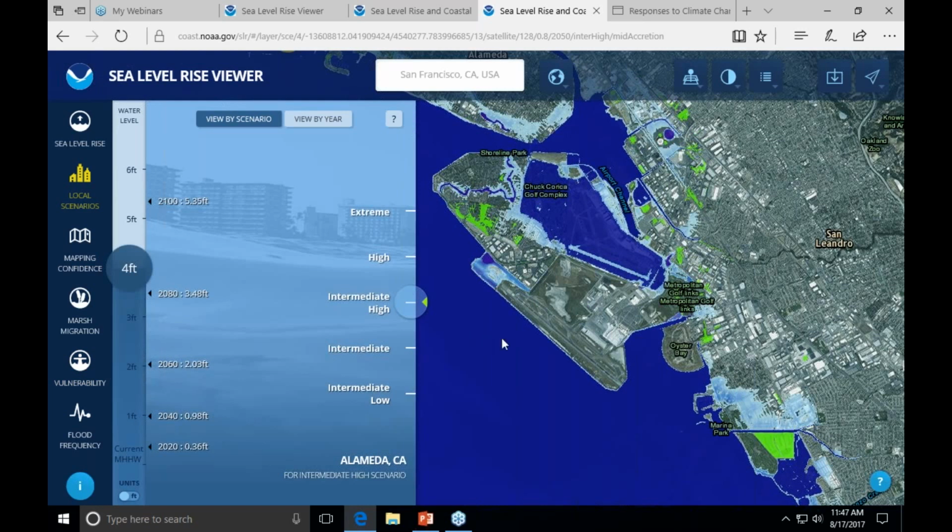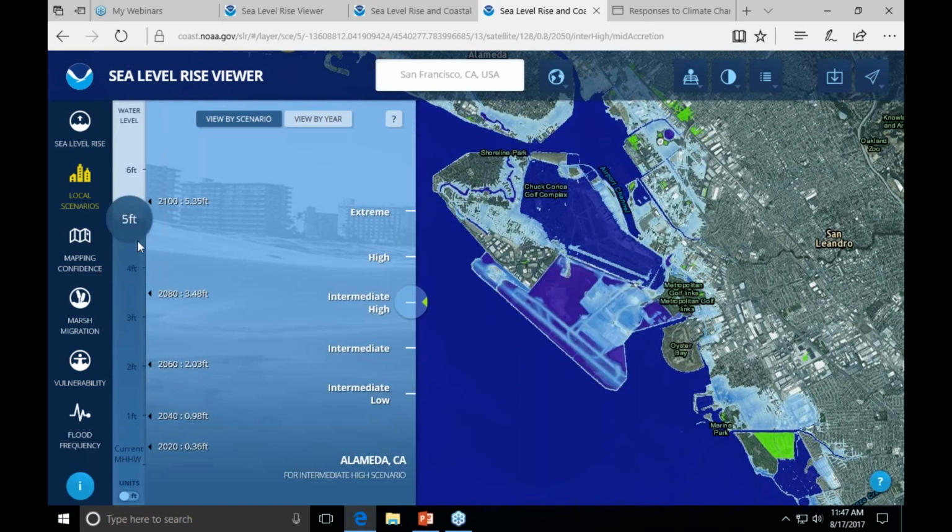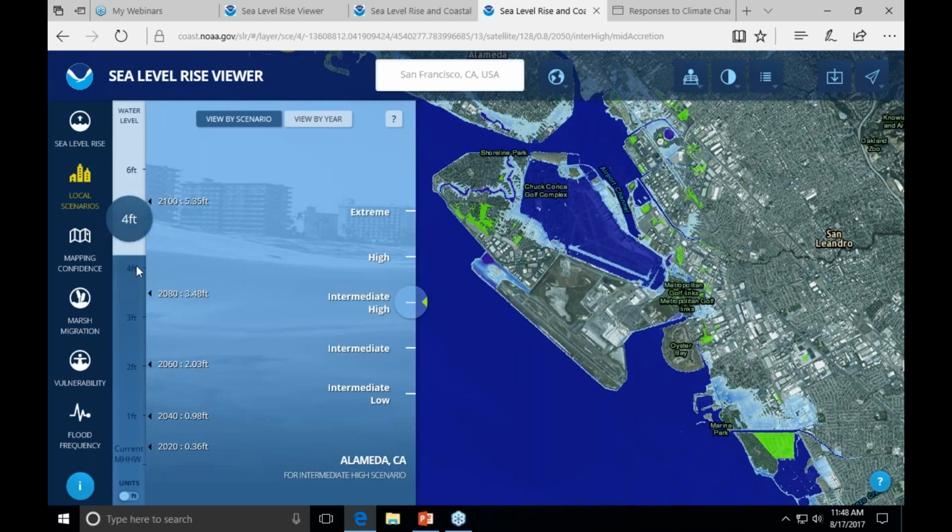So if you want to look at the critical threshold for the airport, it looks like between 4 and 5 feet, we're going to have a problem. If you want to use the scenarios to figure out when that is going to happen, or under what scenario, well, with the NOAA intermediate, we won't get to 4 feet by 2100, only 3. Intermediate low, we probably won't get there, but under the high and intermediate scenarios, yes, we will. By 2080 we'll probably get to 3.48.